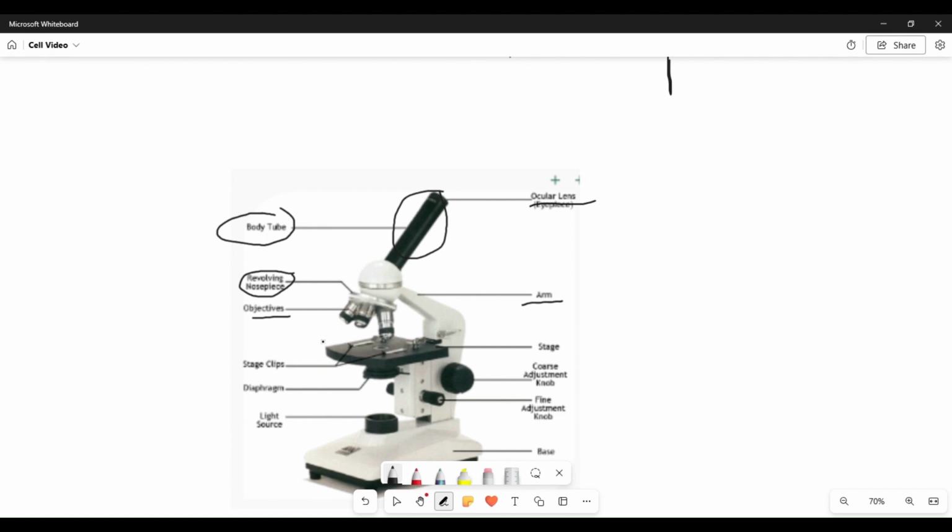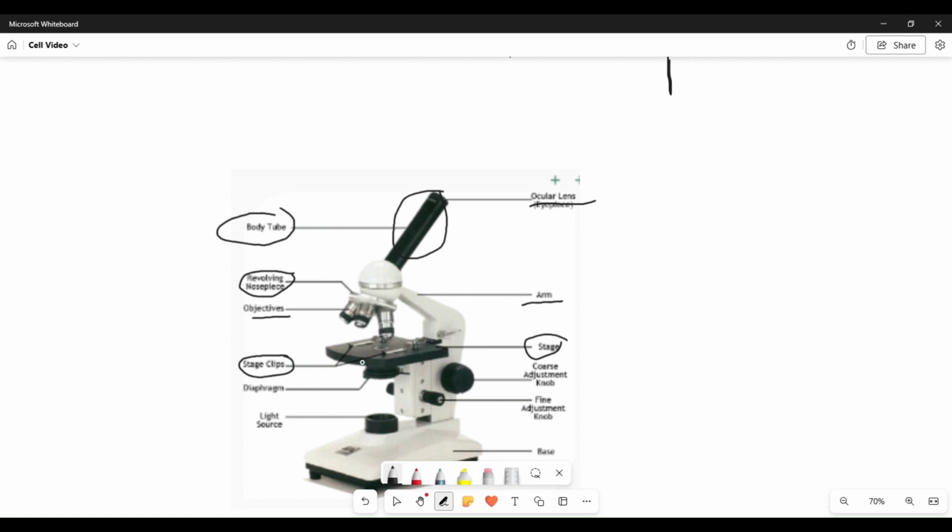Now, stage clips. Stage clips here are what hold the slide with the specimen on in place to stop it from sliding around, so you can get a clear image. The stage is just what holds everything up. It's this black thing right here.